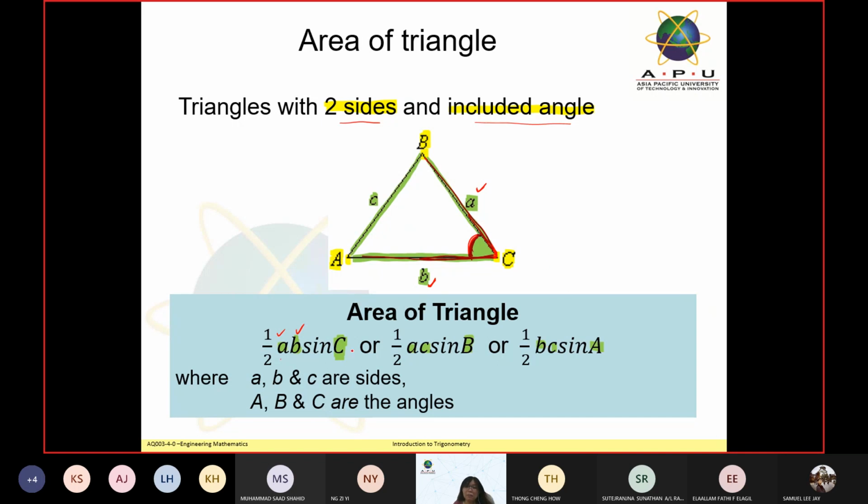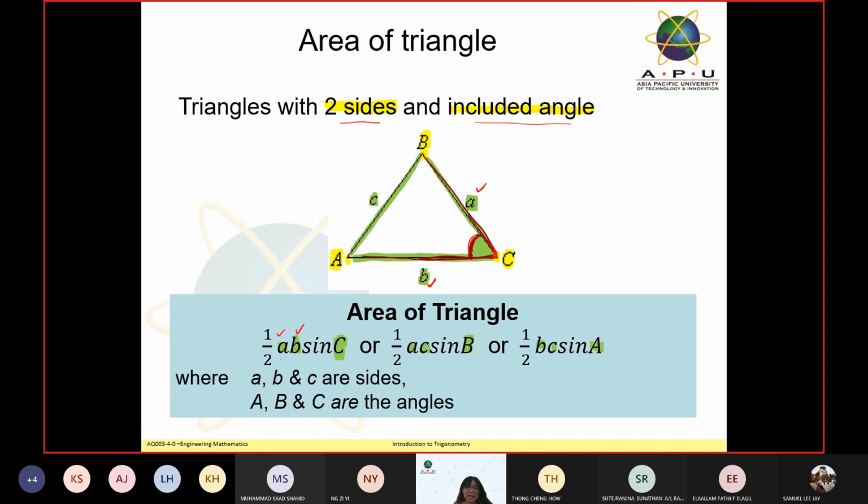So by applying this formula, you must have the two sides with the included angle. You cannot take the angle from elsewhere. Let's say you have sides a and b. You cannot use angle B, and you cannot use angle A, to find the area. That would be wrong. That is not the formula.